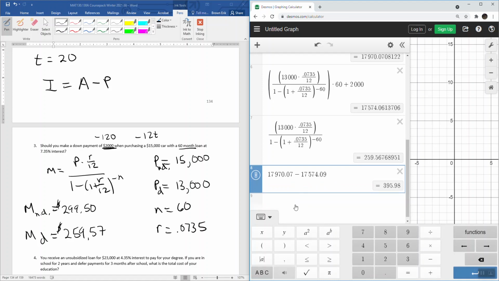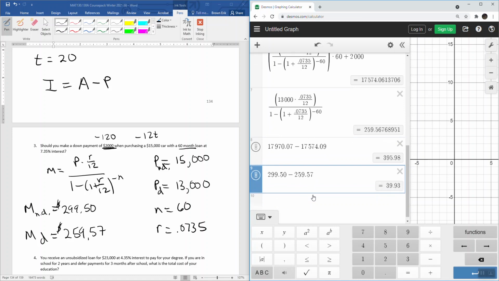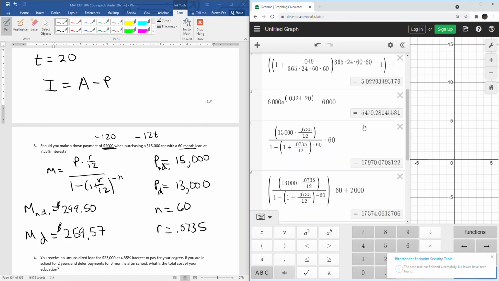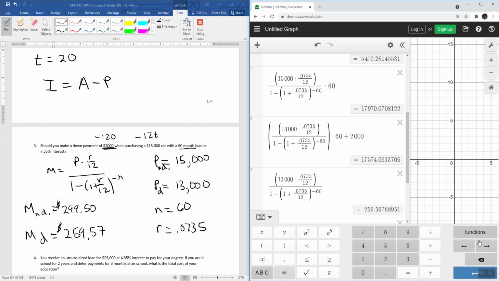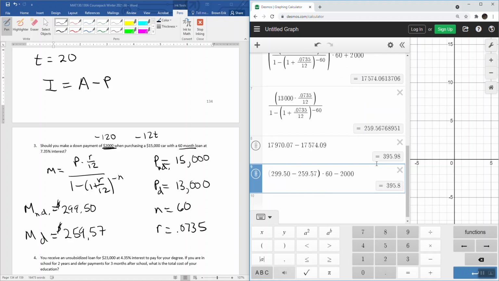By the way, we could have calculated that a different way. We could have taken the $299.50 minus the $259.57, noted we're saving $39 a month, multiplied that by 60, and we get 2,000. Let's see. Well, there seems to be an issue here with correctness. Nope, I forgot to subtract the $2,000 we initially paid. So there we get essentially the same amount. The reason they're slightly different, 80 cents and 98, is recall I rounded these two numbers, whereas the multiplication I did up here I didn't round.